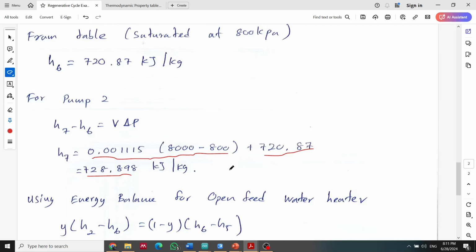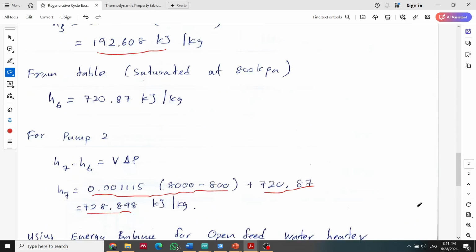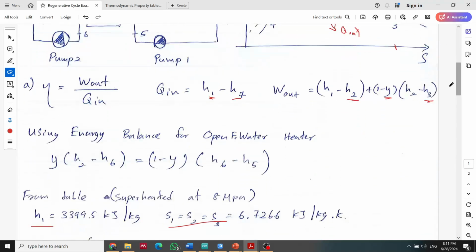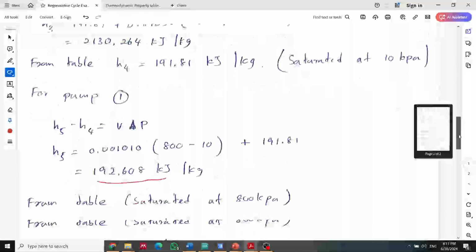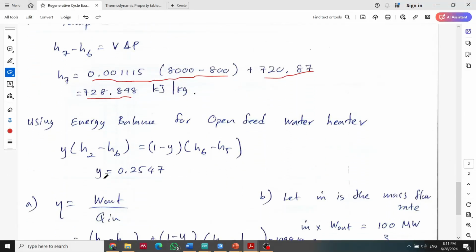So the next thing is to find the Y, because we need Y. Y means the fraction that is drawn from point 2. If you remember, we have constructed the equation for Y, which is this one, right? So we know H2, H6, H5, everything we know, only the unknown is the Y. So if we substitute into this equation, we can find the Y value. That is what I have done in here, right? So that is the value. Then we can figure it out.